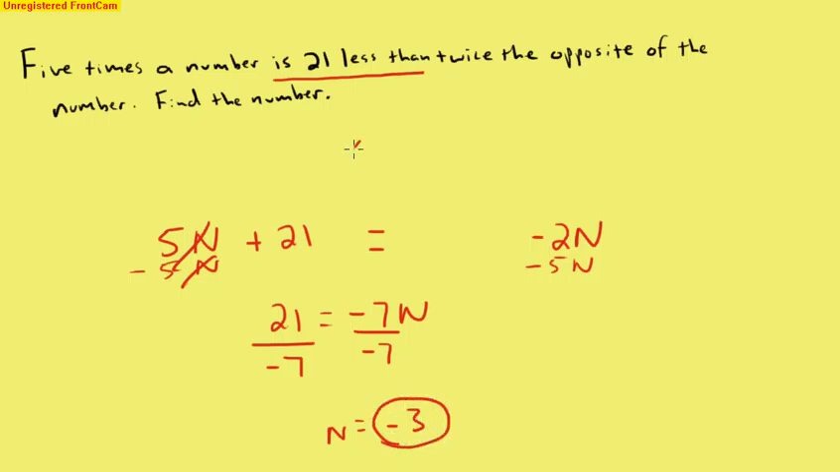You can plug that back into the original problem. We plug in negative 3 to this work. Negative 15 plus, sorry, this is 21. So I wrote this one out of order. Negative 2 times negative 3 is positive 6, and sure enough, if we add negative 15 and positive 21, that would be 6. 6 equals 6.